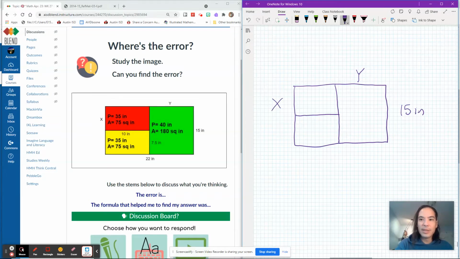Luckily, they've used letters, so I'm going to actually highlight these. I need to figure out what my Y is. I need to figure out what my X is. And then, luckily, they gave us a lot of information. So I need to check all of this information as well.